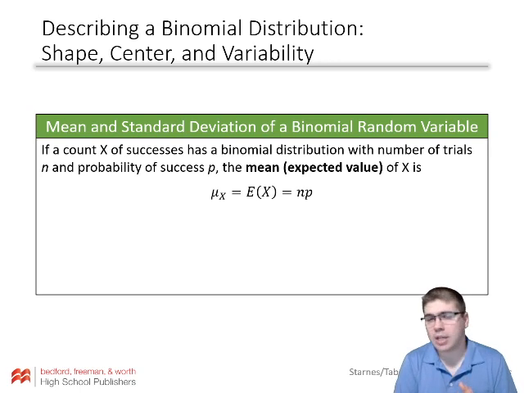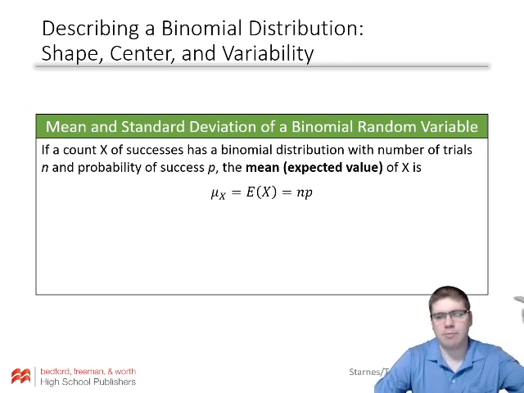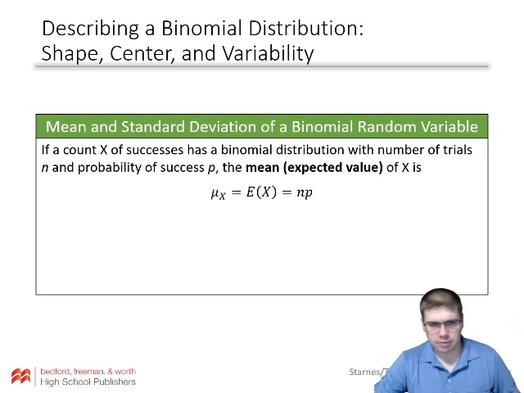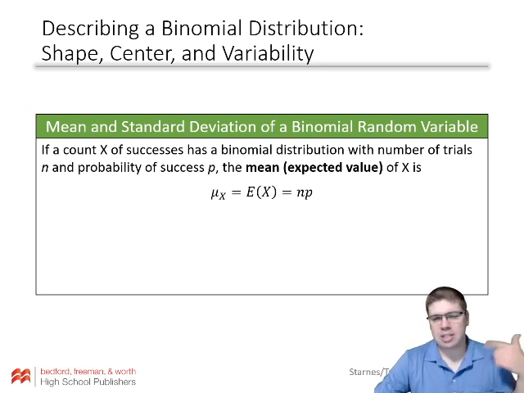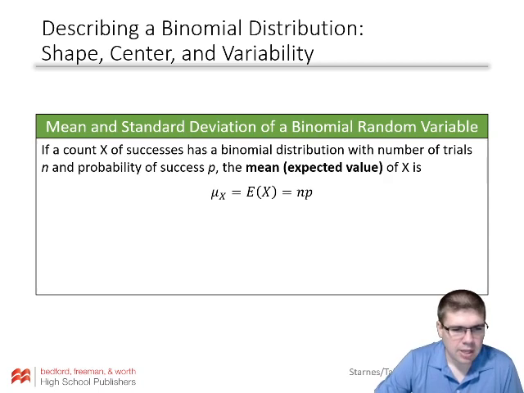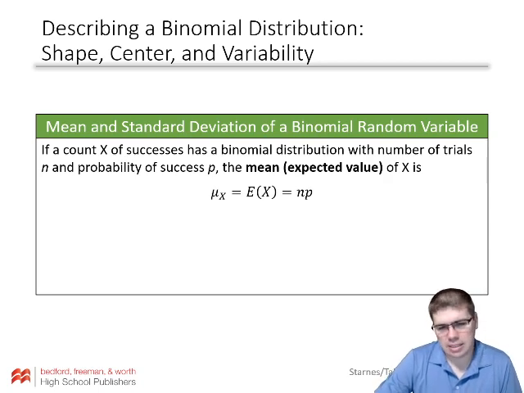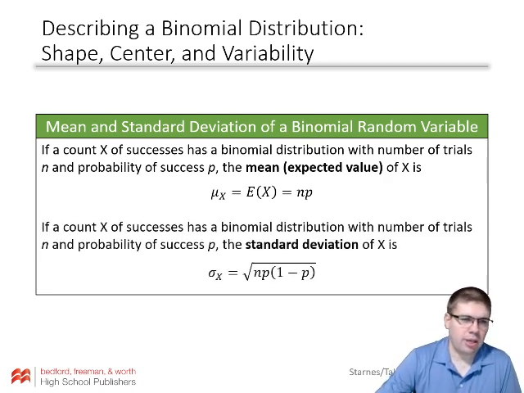Doesn't mean that's what's going to happen, just in the long run. If I keep flipping 50 times, flip another 50 times, and another 50 times, in the long run I expect that to average out to 25 successes. And then the standard deviation is a little different, but you do get this formula. You take the square root of the number of trials times the probability of success times the probability of failure, 1 minus p. That gives us our standard deviation. So it's actually a pretty simple formula.